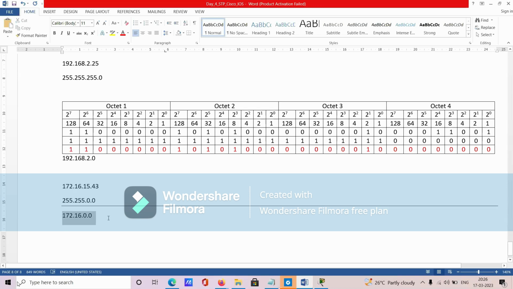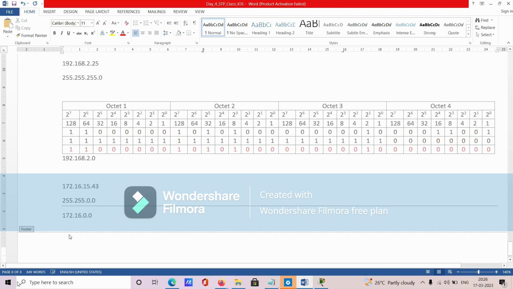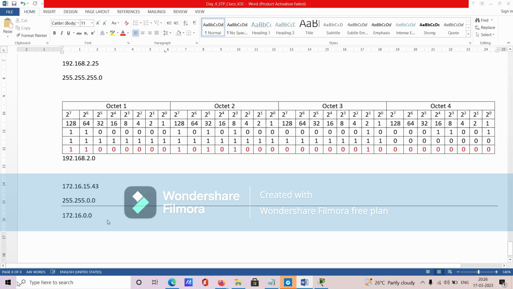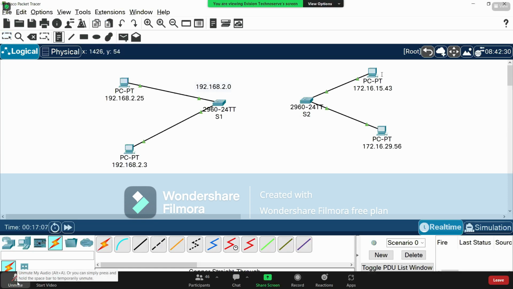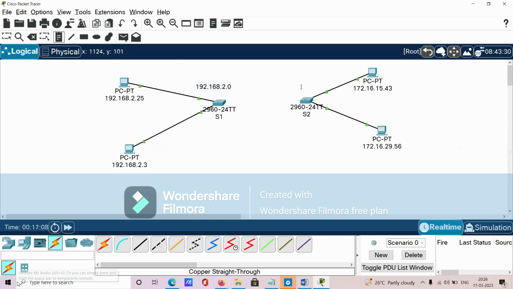And this is the network address, or this is the network bit of this. Got it? So here is the actual calculation. So this IP address 172.16.15.43 belongs to which network? It is 172.16.0.0, isn't it? यही उसका नेटवर्क एड्रेस है. ठीक है, अब यहाँ पे देखें.